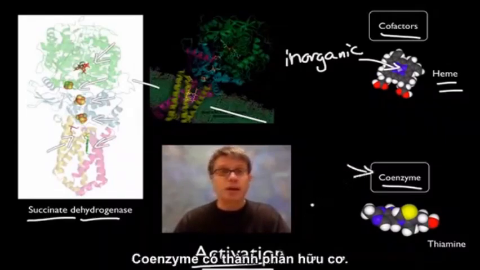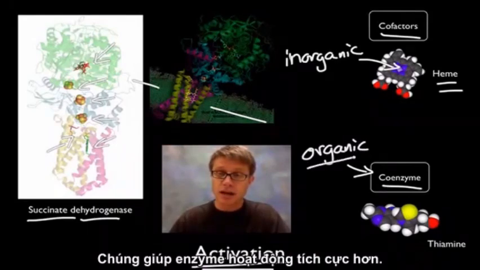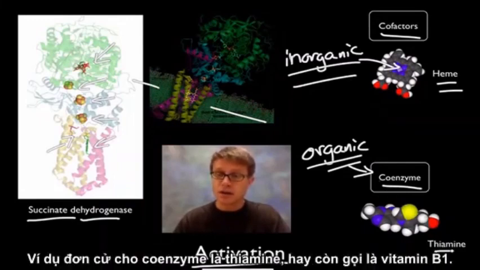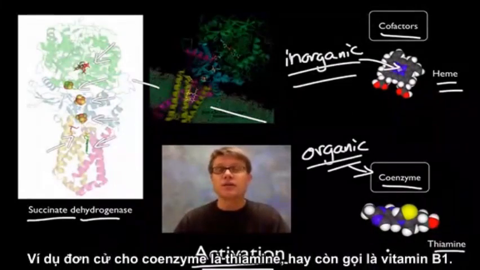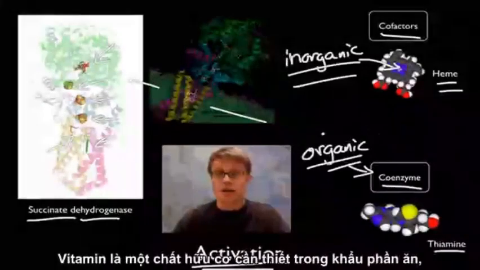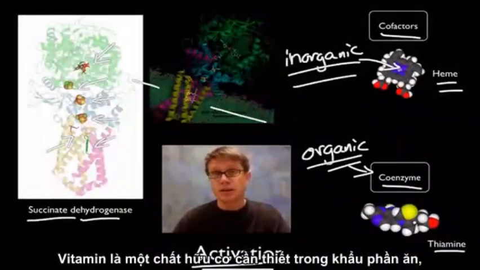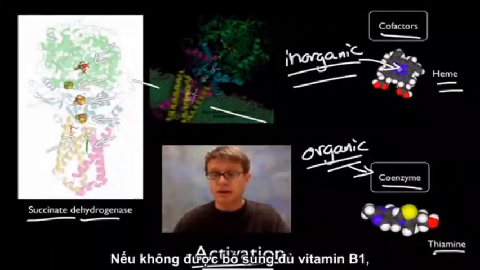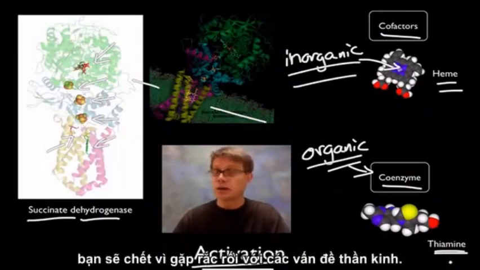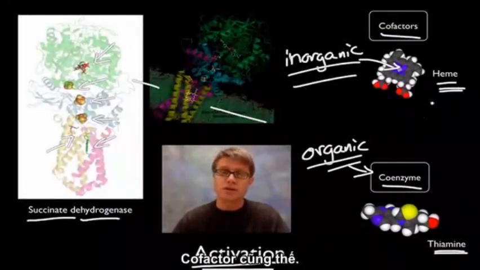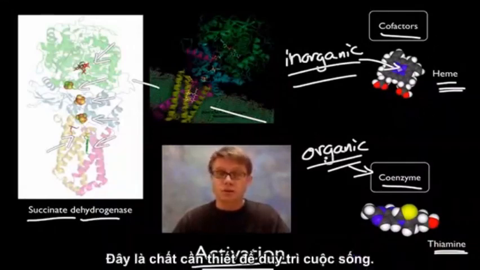And then we're going to have coenzymes, and those are going to be organic. And so they're helping that enzyme to work. Example of a coenzyme would be thiamine, and so thiamine, another name for that is vitamin B1. And so vitamins are required organics that we need inside our diet, and they help enzymes function. And if you don't get enough vitamin B1 in your body, then you die as a result of the neurological issue. And same thing with cofactors. So these are required for life.